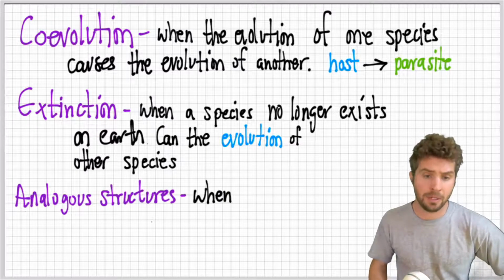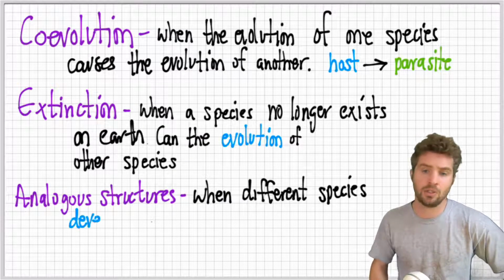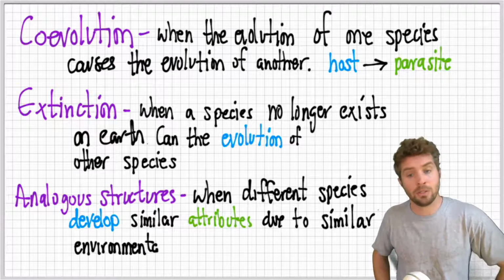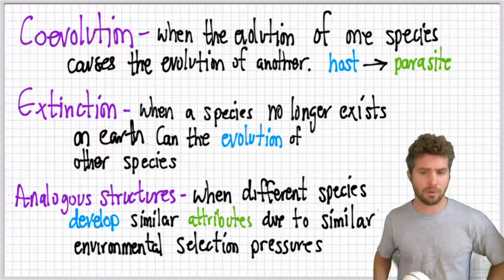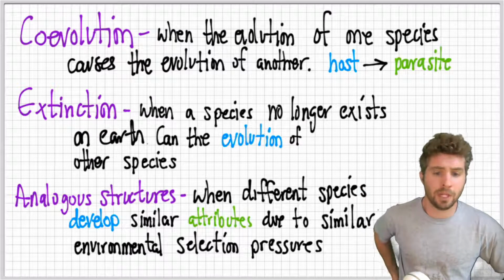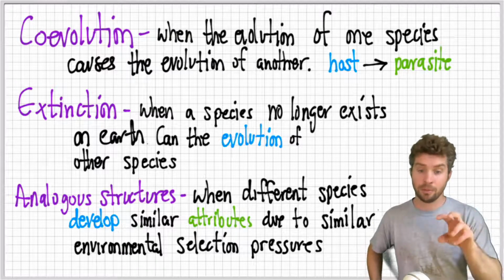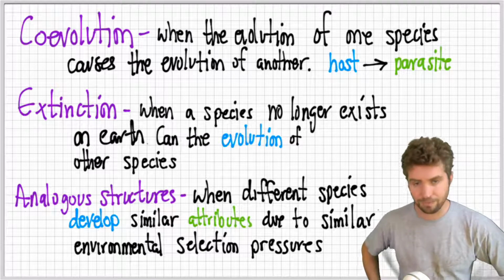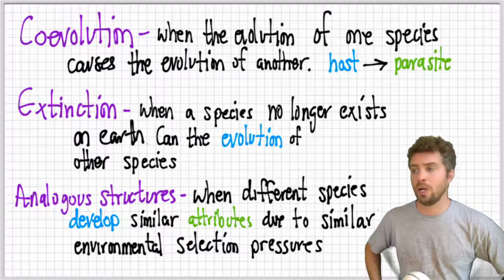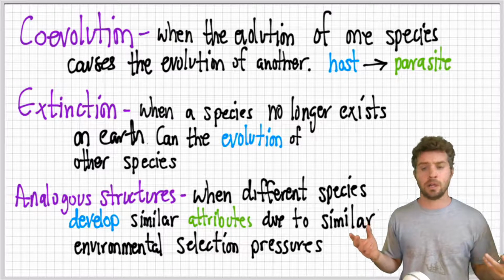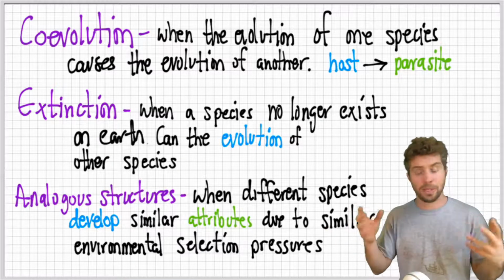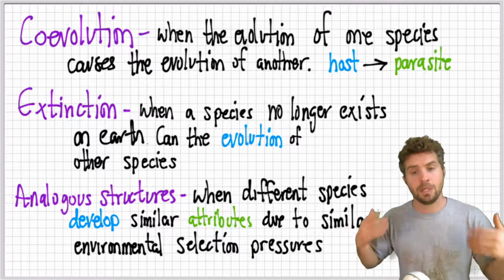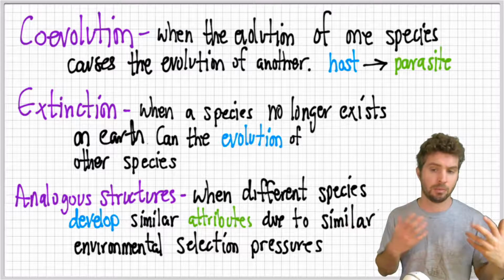Last bit for now is analogous structures. And this just fits in with these topics. It's not a different kind of evolution, but basically when two different species, similar to coevolution and convergent evolution, develop similar attributes due to similar environmental pressures, selection pressures and so on. So there can be things where you look at one organism and you look at another and you go, oh, this is really similar. Maybe one evolved from another, but then it turns out no, one didn't evolve from another. They both evolved separately, but similarly, because they were under similar environmental selection pressures and so on and so forth.